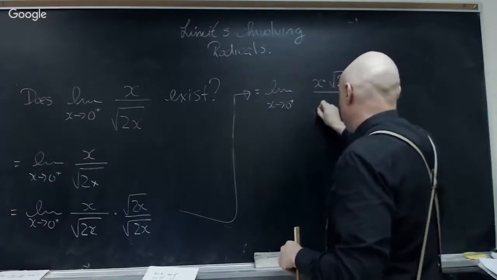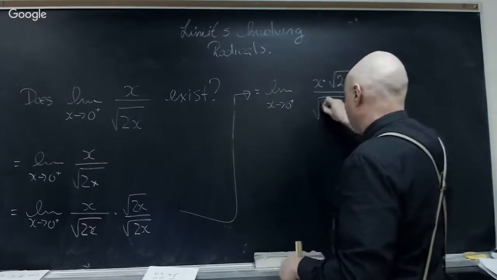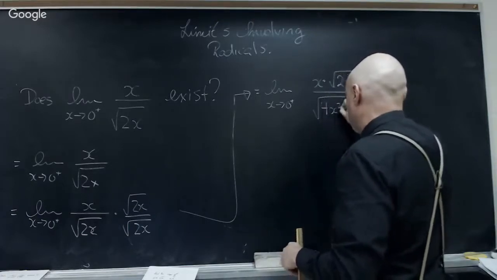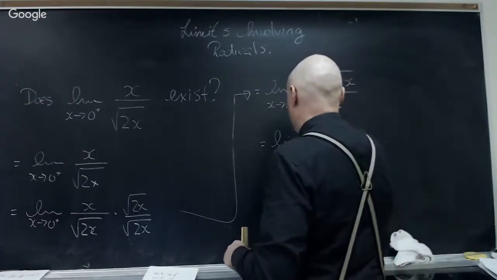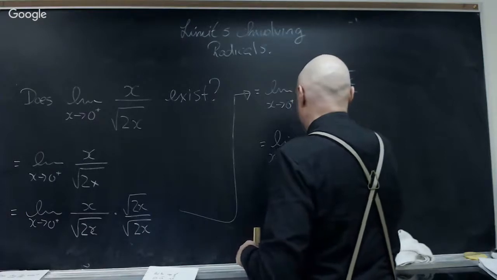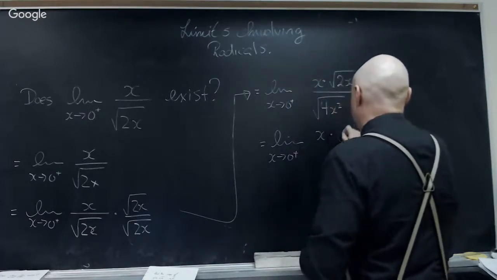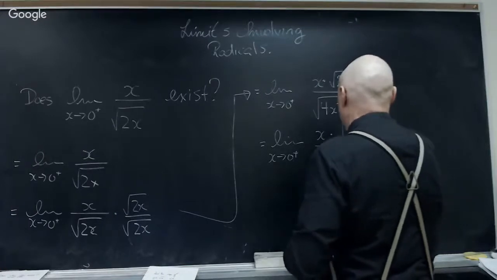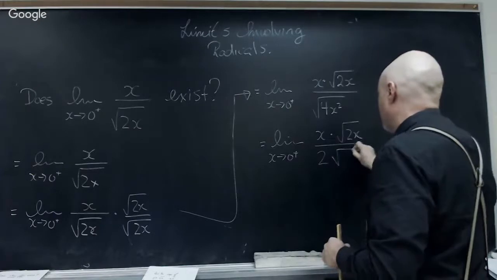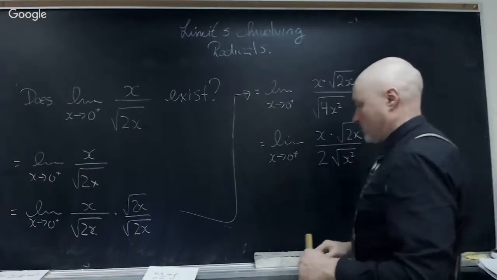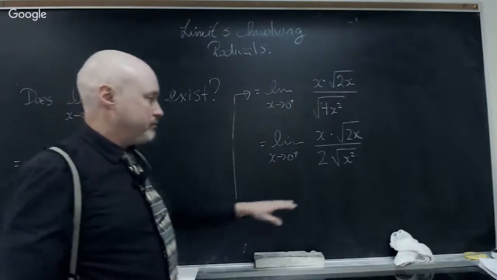Okay, so this is the square root of 2 times 2, 4, x squared. And this is going to simplify a little bit further. Limit as x approaches 0 from above of x times the square root of 2x. And I can pull this out. Square root of 4 is 2. Square root of x squared. Okay. So this is where we're at so far, and it just looks beautifully tempting.